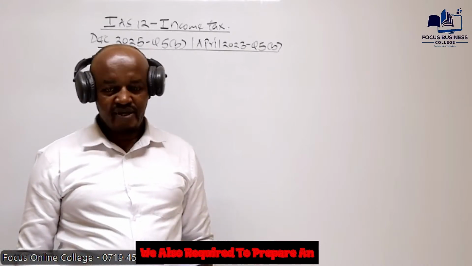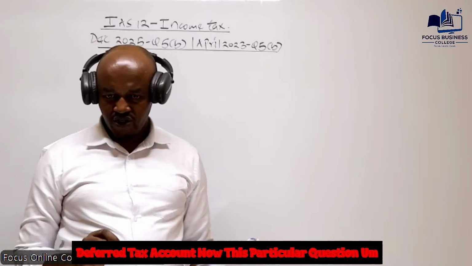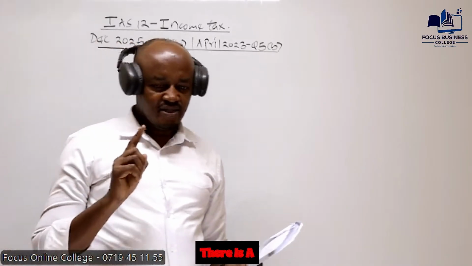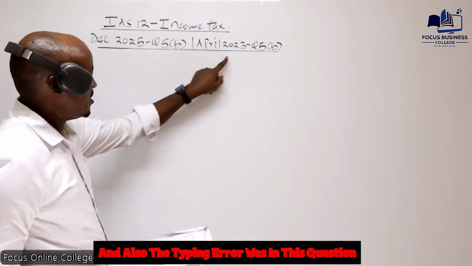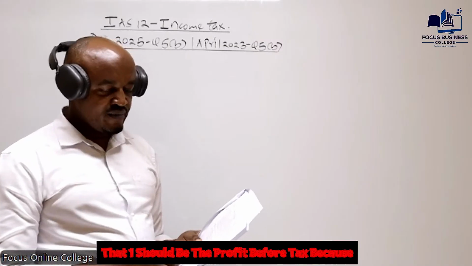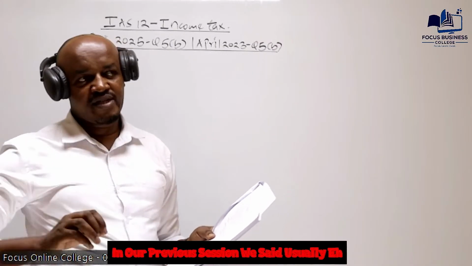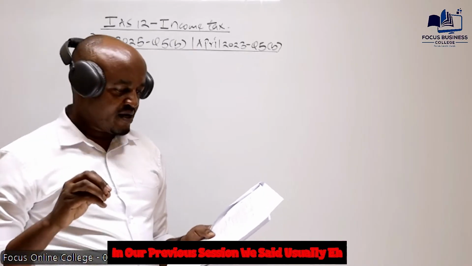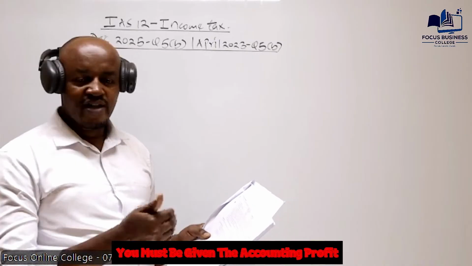We are also required to prepare an account which is called the deferred tax account. Now, in this particular question, there is a typing error. The profit which is given below in paragraph 1 should be the profit before tax, because if you can recall from our previous session, we said that for you to compute, for example, the taxable profit, you must be given the accounting profit.